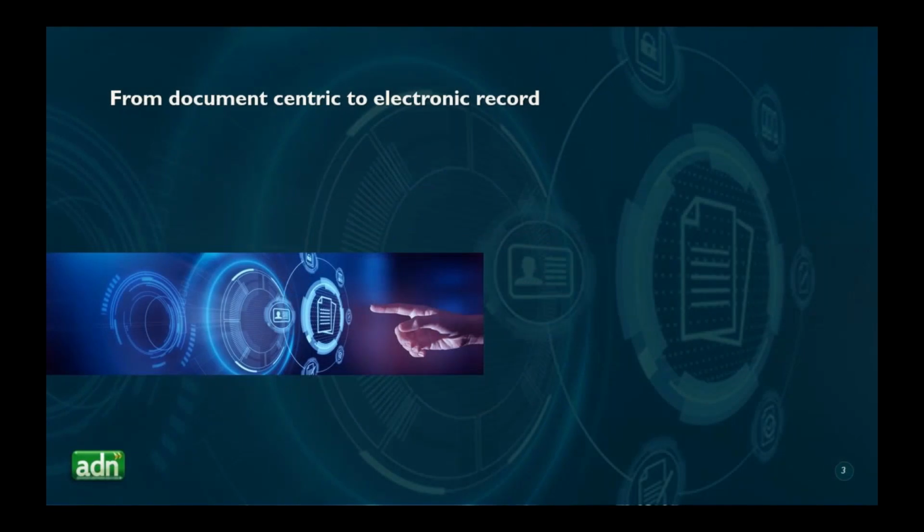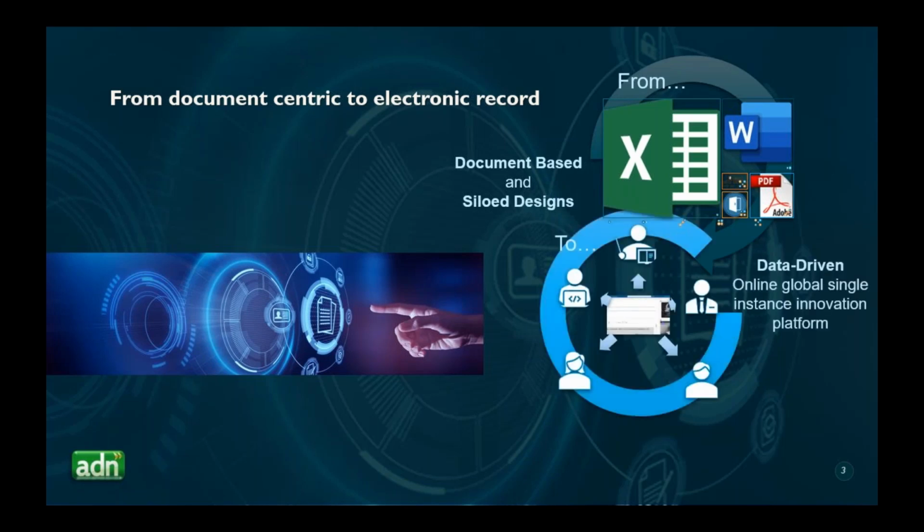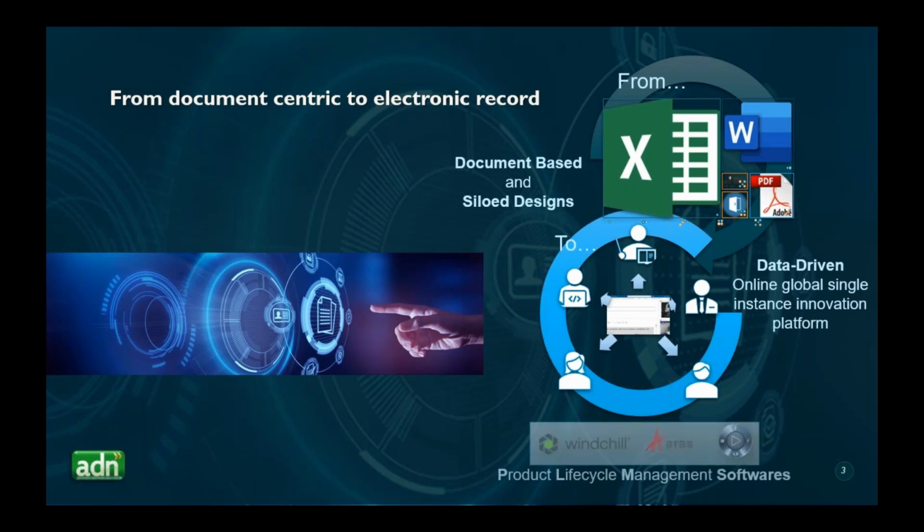How are we going to go from document-centric to electronic record? We're trying to go from document-based, such as Excel, Word, and PDF documents, to avoid problems like silo designs that are not shared between the members of organizations, to a more data-driven approach with an online global single instance innovation platform. So in the market, we have many PLM solutions such as Windchill, Aras, and 3D Experience. These are different product lifecycle management softwares.